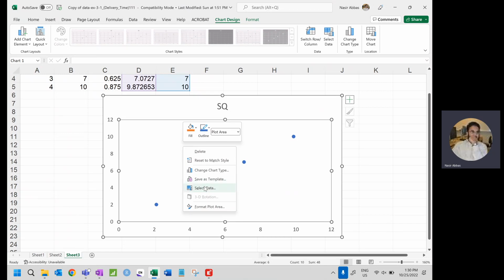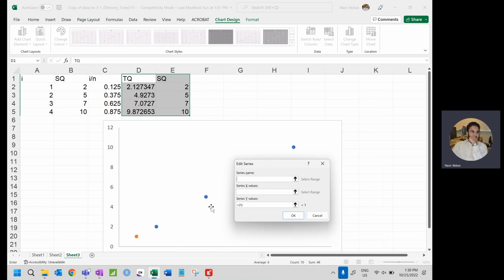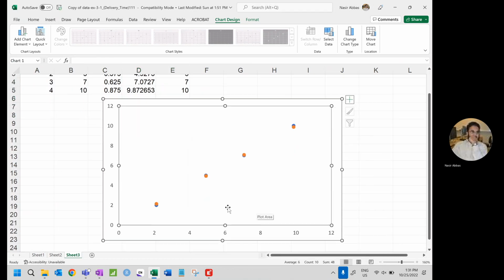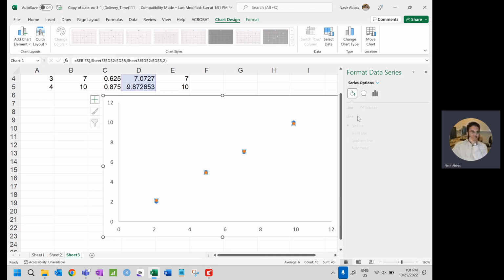By right click, select data and add another line here. Add another line where the x-axis and y-axis are both theoretical quantiles. Both theoretical quantiles. And then which one is the new one? The orange one is new? Yes. So let me double click on the orange one and change it from dots to line.